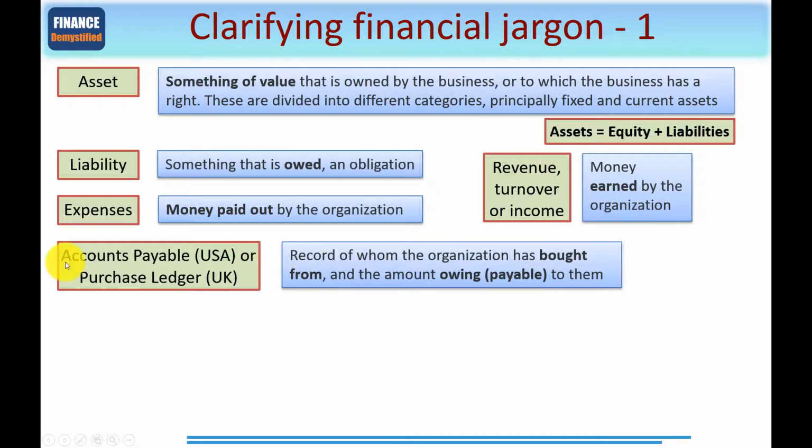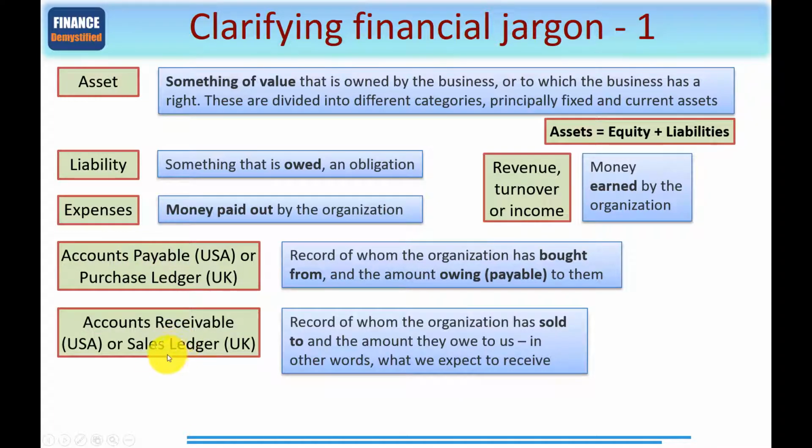Next up, now in the USA, this is called accounts payable. In the UK, it tends to be called the purchase ledger, and you'll come across this a lot in finance. There are many, many different terms meaning the same things, but here I'm introducing the main ones, and differences from country to country is quite typical. So let's understand what we mean by accounts payable or purchase ledger. This is a record of whom the organisation has bought from and the amount owing, i.e. payable, back to them. As you might expect, the word purchase in purchase ledger tells you exactly what it is, and the word payable in accounts payable also makes it clear what we're talking about here.